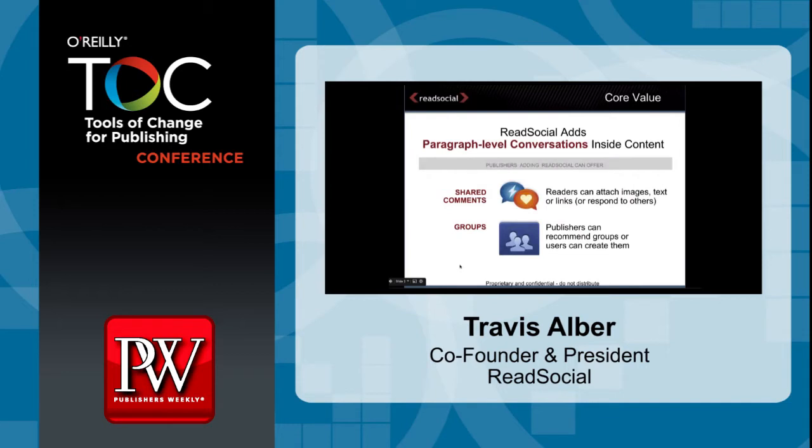ReadSocial offers two main features. One is shared comments. Once a programmer or a developer or a publisher installs ReadSocial inside their system, readers can attach images, links, or text to any paragraph, and then others who come through can respond to it. The second thing we offer are groups. The publisher can recommend a group or the user can create a group. The groups are really important because they create a context for these conversations to take place. And we treat groups a little differently. I'll get to that in a second.